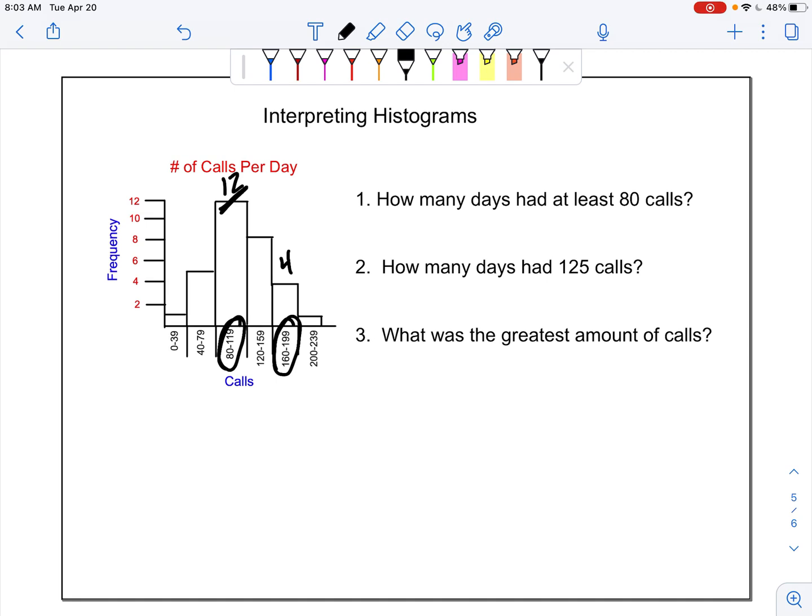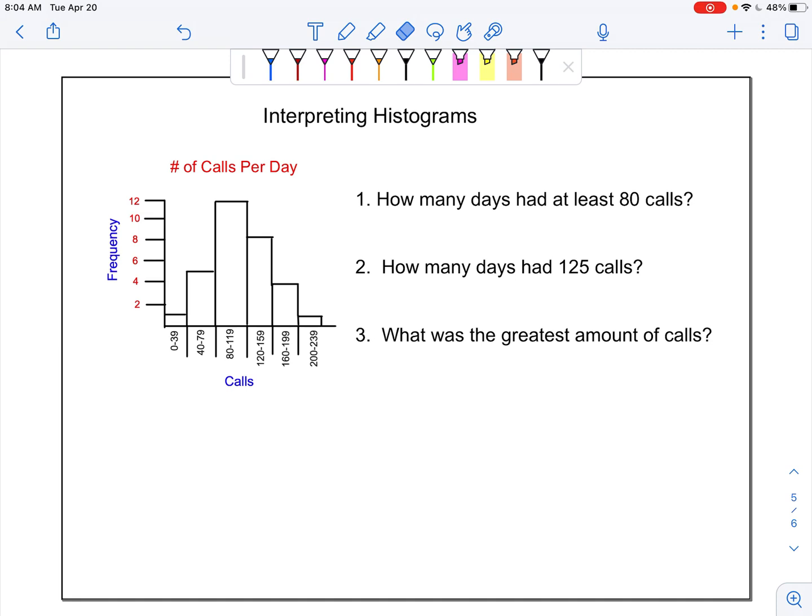The bad part about histograms, or the limitation, I guess, it's not a bad part, but the limitation on histograms is that I can't tell any detail within this bar. All I know is that I had between 80 and 119 calls. I can't tell if I had 100 calls or 90 calls because it's just giving me a range of information. So histograms do have some limitations, but let's answer these questions here on the right based on this histogram.